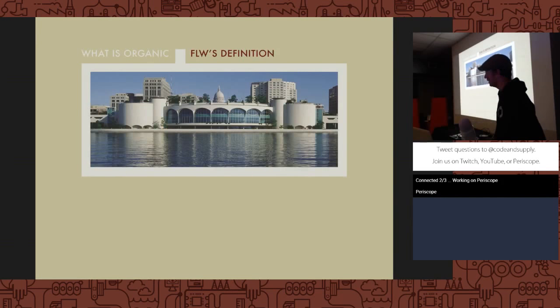So let's talk about what organic is. This is the Monona Terrace in Madison, Wisconsin. So anybody been to Madison? Yeah, my people. I'm from the Madison area. I love Madison. When you drive in on John Nolen Drive, this is the backdrop of the city that you see, and it's beautiful.